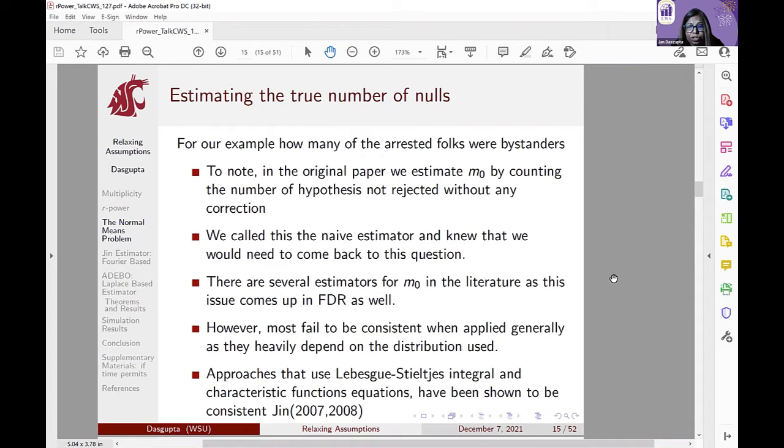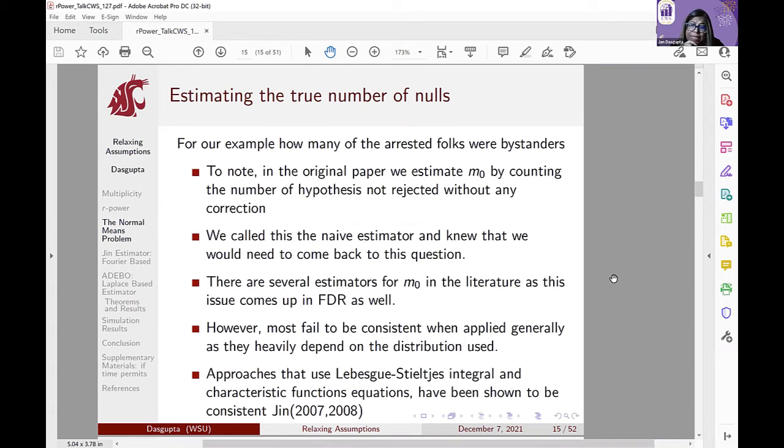So estimating M naught is now an estimation problem. We really need to think about the structure of M naught. In our original paper, published in 2016, we looked at all of the hypotheses, counted how many were rejected without any correction, and took M minus that as the number of null hypotheses, which is at best a very, very naive approach. So we knew this was something we had to come back to.